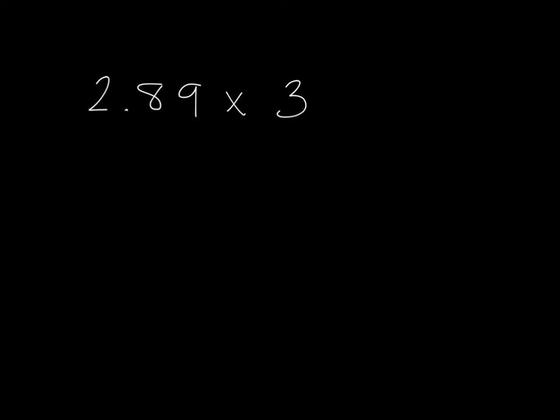So for example, in this problem, 2 and 89/100ths times 3, the first factor, 2 and 89/100ths, has 2 decimal places. And by decimal places, I mean decimal numbers to the right of the decimal. So they're in the decimal positions, like tenths, hundredths, thousandths. So you have the 8 that's in the tenths place and the 9 that's in the hundredths place. So that's 1, 2 decimal places.